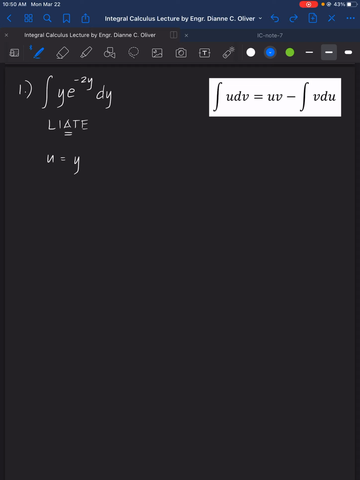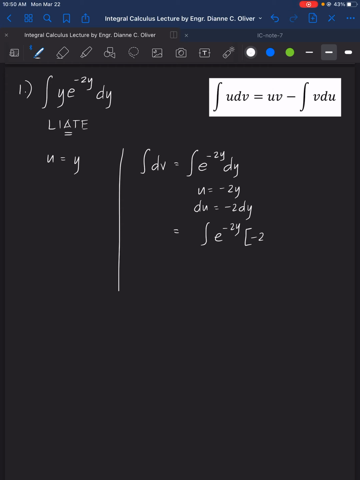How about dv? For dv, we will have here a line. So integral of dv, just to complete this pattern, integral of u dv. For dv, we will put the one left, which is the integral of e raised to negative 2y dy. Here, if we integrate this, we have u is equal to negative 2y, du is equal to negative 2 dy. So this is equal to the integral of e raised to negative 2y, the du is negative 2 dy. Then to compensate, we need to put 1/2 outside.